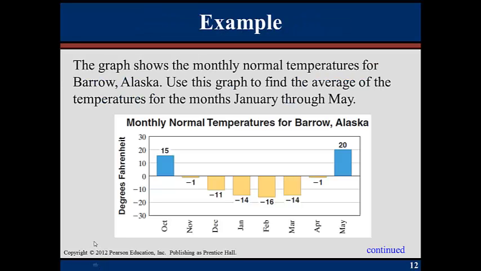Okay, last thing we're going to talk about is finding average. So here's an example, a graph that shows the monthly normal temperature for a town in Alaska. We're going to use this graph to find the average of temperatures for the months January through May. So let's find all of the temperatures for January through May. We see negative 14, negative 16, negative 14, negative 1, and then 20. So how do you find average? Remember, to find average, we're going to add the numbers up and then divide by how many numbers there are.